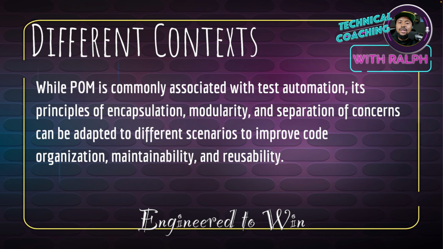So what is the page object model in different contexts, right? While the page object model is commonly associated with test automation, its principles of encapsulation, modularity, and separation of concerns can be adapted to different scenarios to improve code organization, maintainability, and reusability. So technically, like I say, the page object model is not directly related to automation. It is a design pattern, and you can have the page object model in whatever development style that you're doing.